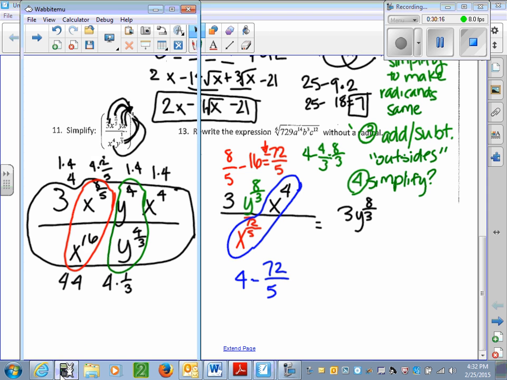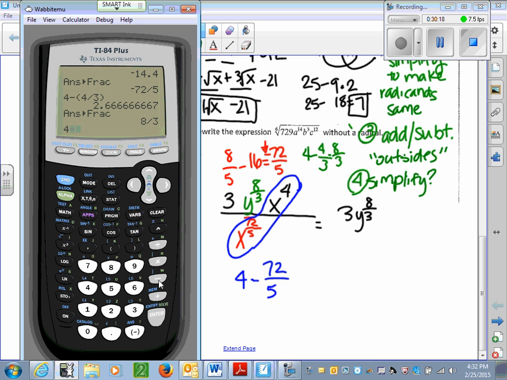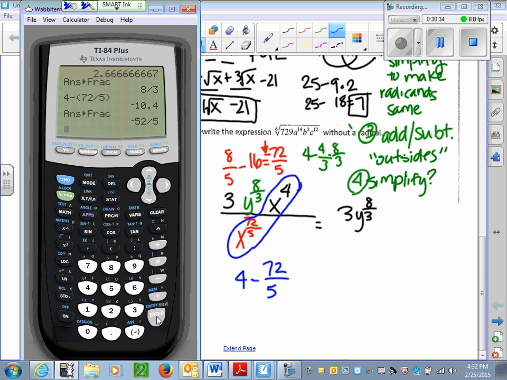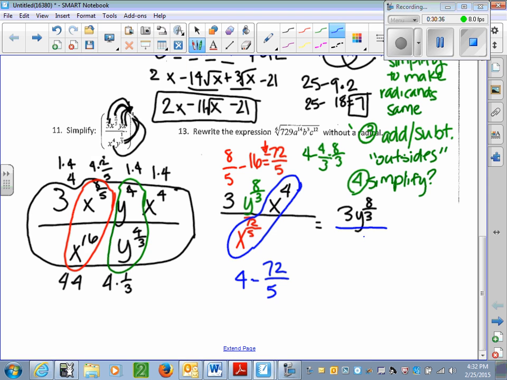So let's go over here. We do 4 minus 72 divided by 5. Gives me 10.4. Math, frac. Negative 52/5. It's still going to be in the denominator, but it will give me the denominator an x. What was it, 52/5? Yeah, 52/5. Okay, and that's my answer right there.